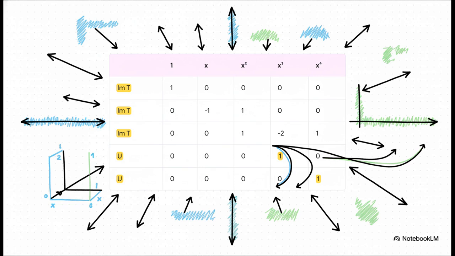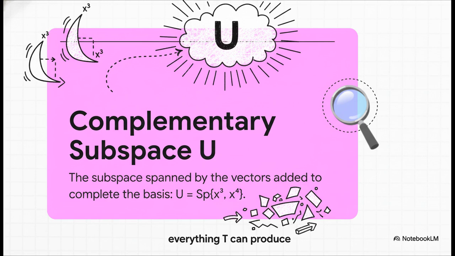And the source material gives us this brilliantly simple visual solution. We take the matrix that represents our 3D image space, and we just ask, what are the simplest vectors we can add to this to build a basis for the entire 5D space? And as you can see from those rows labeled U, the easiest choices are the ones that correspond to x cubed and x to the fourth. So the polynomials that match up with those new vectors we added, x cubed and x to the fourth, create their own subspace, which we'll call U. This is it. This is our missing piece. It's a two-dimensional space that is completely independent of anything and everything that T can possibly produce.